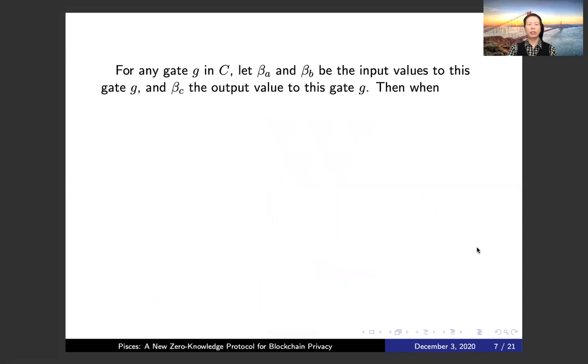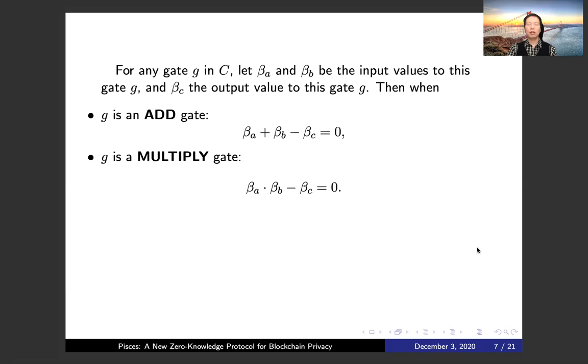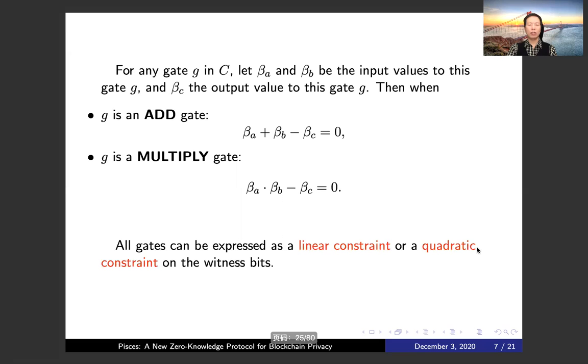So for every gate, we assume the gate is fan-in 2, so every gate has 2 inputs and 1 output. Let beta A and beta B be the input values to this gate and beta C the output value of this gate. Then when G is an addition gate, the constraint is beta A plus beta B minus beta C equals 0. When G is a multiply gate, the constraint becomes beta A times beta B minus beta C equals 0. In this way, all the gates can be expressed as linear constraints or quadratic constraints on the witness bits. Linear constraints correspond to the addition gates. Quadratic constraints correspond to the multiply gates.